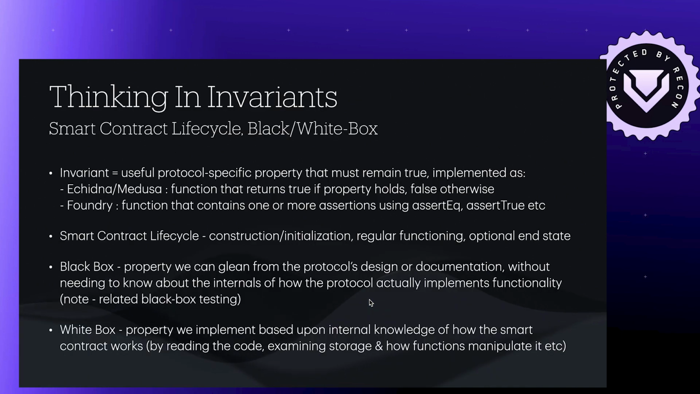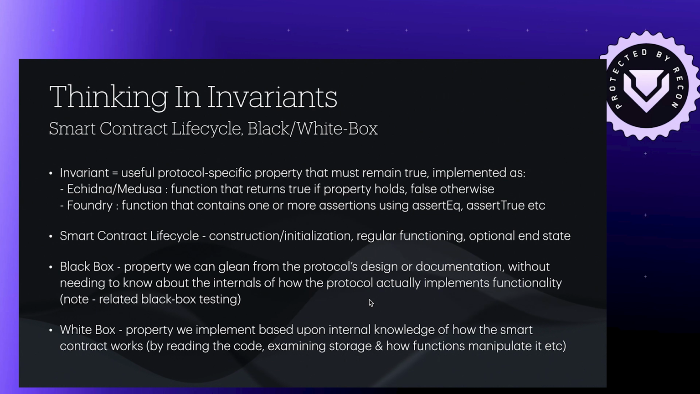So thinking in invariants, where do we start? Well, this is a simple framework that I've put together. I think of smart contracts in terms of life cycles, and I also think in terms of black box and white box. So what is an invariant? For our purpose, an invariant is a useful protocol-specific property that must remain true.